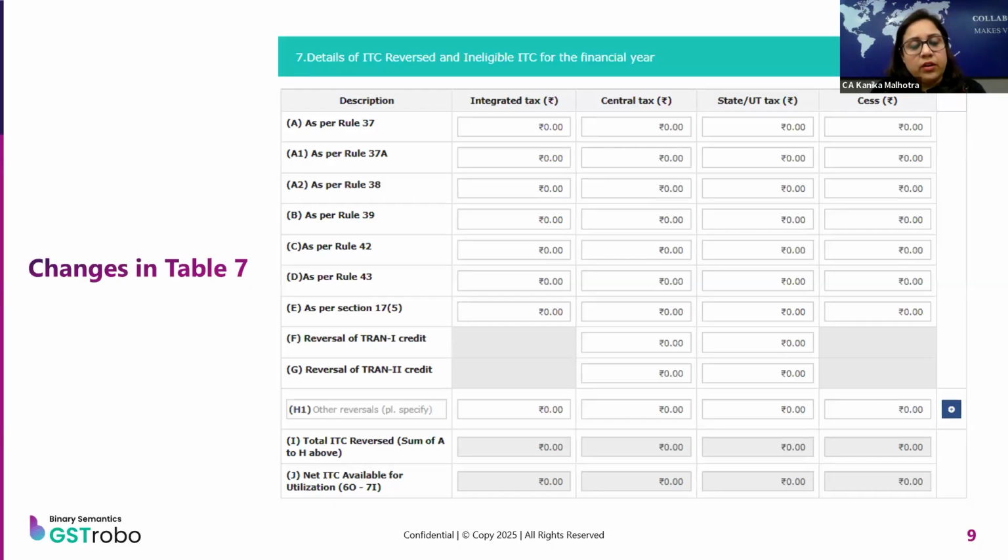So here in table number 7, these are the reversal tables. The government has strictly bifurcated them into rule 37 and 37A. Basically, rule 37 talks about the reversals that you need to make if any tax for 37 and 37A, if any payments have not been made to the suppliers, or you have not received the goods or services or any taxable supplies. These rules talk about table 7.